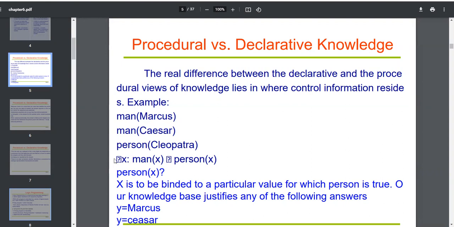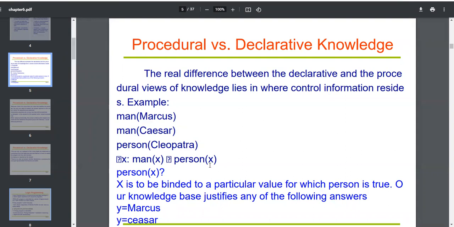Now consider this symbol as for all, and this is implication, which is not visible right now because of certain issues with the reader. So for all x, man x implies person x. Man x implies person x means if x is man, then x is person as well.